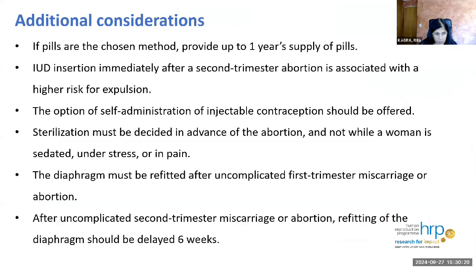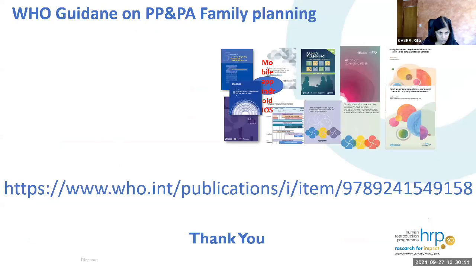And these are some of the additional considerations which need to be given. For example, if a woman has chosen a pill, we can give her up to 1 year of pills at one go. And we inform the woman what some of the complications or issues she could have if she is having an abortion, but at the same time, how she could come back, and there should be good counseling after giving any contraceptives.